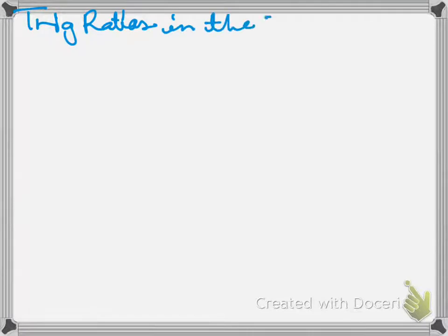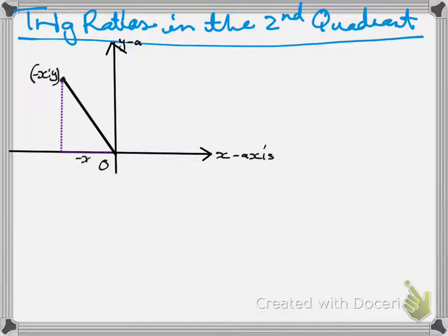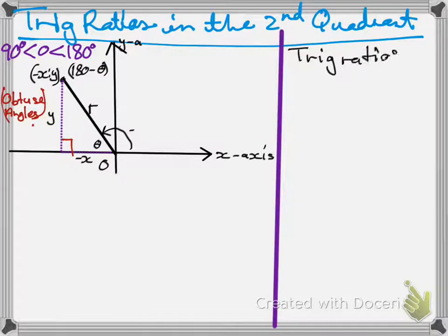So trig ratios in the second quadrant, right, drawing the Cartesian plane. The x coordinate in the second quadrant is negative and the y coordinate is positive. And in here we've got obtuse angles, remember, between 90 degrees and 180 degrees, right? And the angle is represented by 180 minus theta, which is an obtuse angle in the second quadrant.